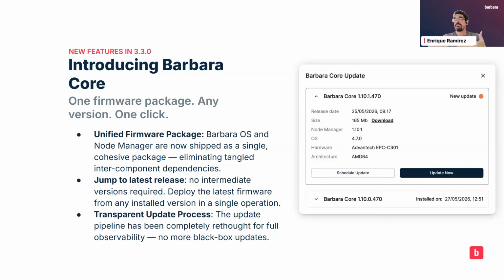So we don't have dependencies between them. Before, sometimes you wanted to update the node manager and you had to update the OS first because there was some dependency between them. That is not happening now. You have only one thing to install and you can do it directly in one step, as you can see here. You just need to install the new Barbara core to go to the latest release. You don't have intermediate versions, and you don't have any of these problems that we mentioned.